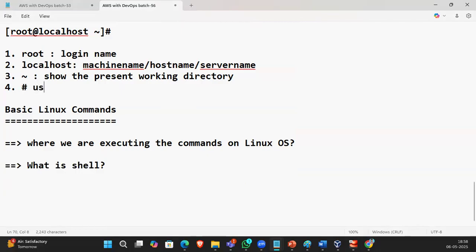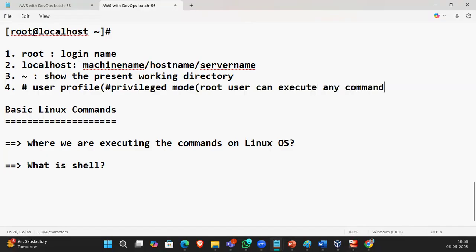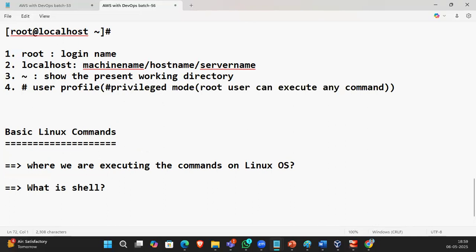Hash. Hash is nothing but a user profile. Hash is the privileged mode. The root user can execute any command. So if you have a hash, you can execute any command. Guys, understood? So this is, for example, a root user login prompt.